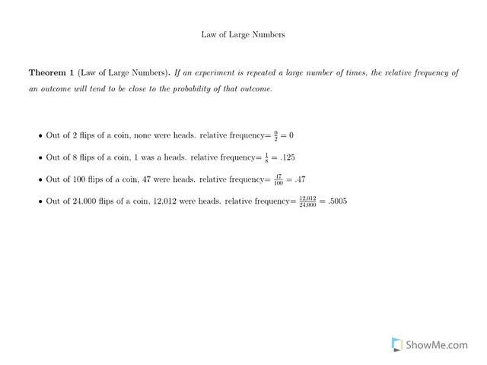If we start increasing the number of flips, so maybe you did 100 flips of a coin, 47 of them were heads, and the relative frequency would then be 47/100 or 47%. And then if we really increase the number of flips, let's say 24,000, and 12,012 of them were heads. It's not exactly half, but it's close, and the relative frequency would be very close to 0.5, which we would expect. And this is the law of large numbers.